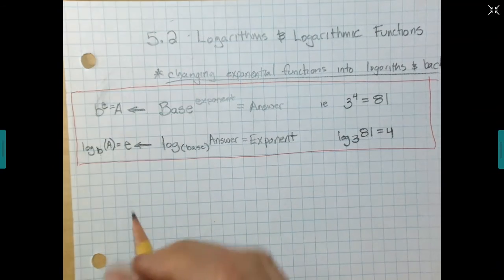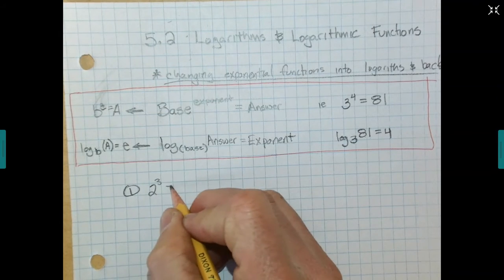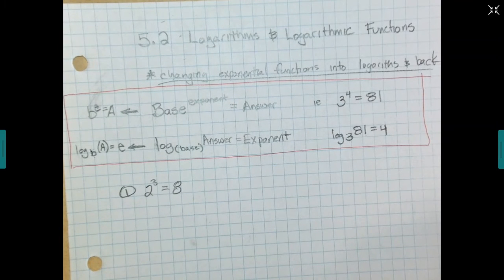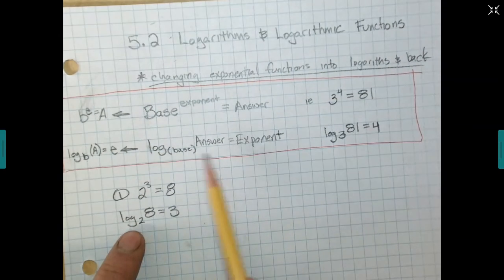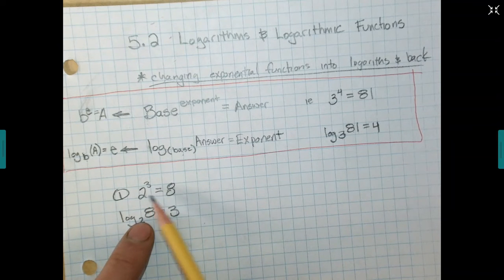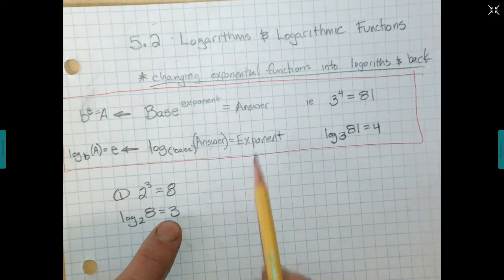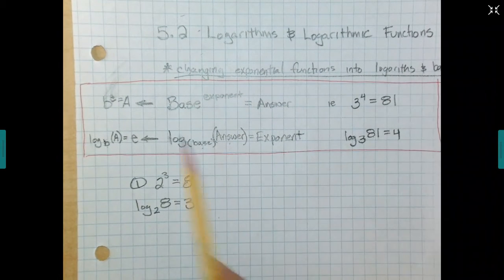So example number 1. Let's do 2 to the third. What is 2 to the third? Well, that's 8. And if I ask you, please change that to a logarithmic function, we are going to go log, our base is 2, our answer is 8, and our exponent is 3. So if you can follow this, that's all you have to do.